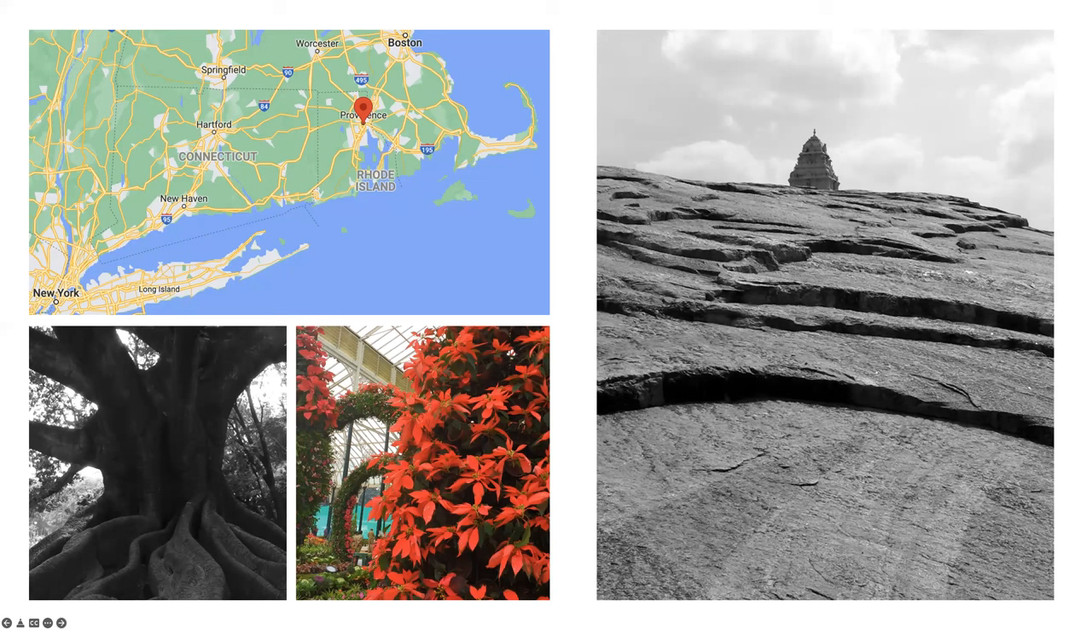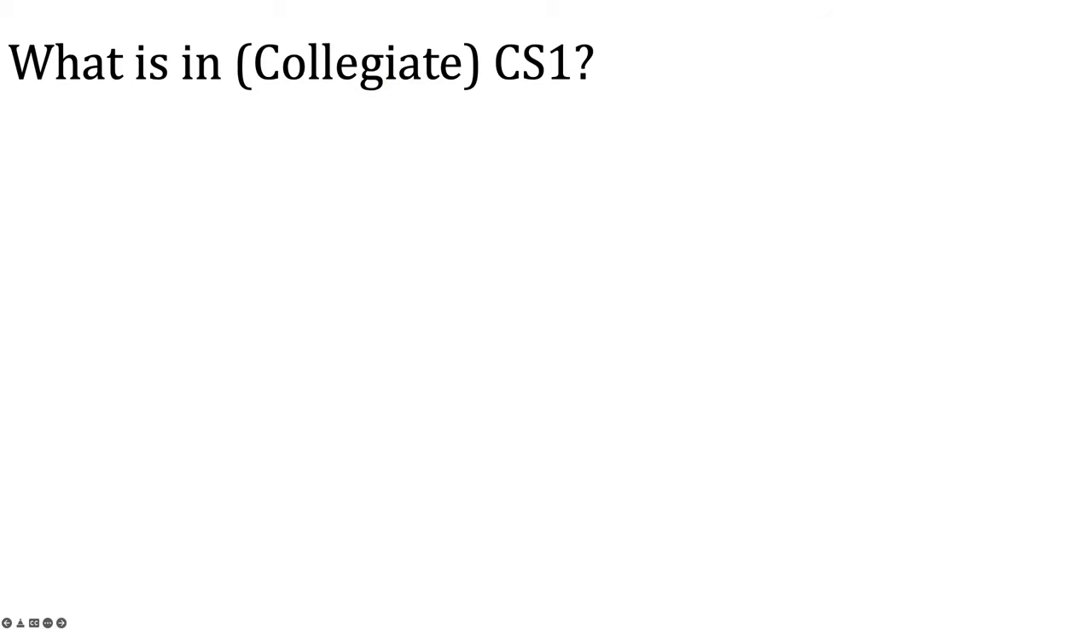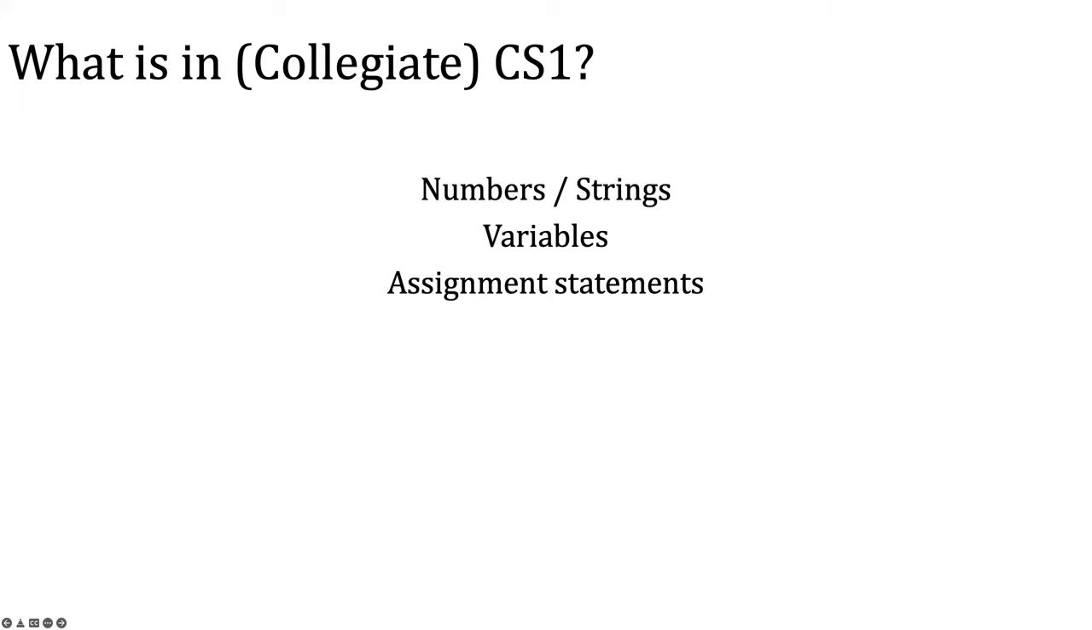Okay, so what I want to do is start with a quick recap of what we typically think of as CS1 at the college level. Can somebody confirm that you're seeing the slide that says what's in collegiate CS1? Yes, wonderful. So what is typically in this course? We can all recognize the kinds of things we talk about: numbers and strings, variables, assignments, loops, conditionals, functions, arrays. This is familiar to every one of us.